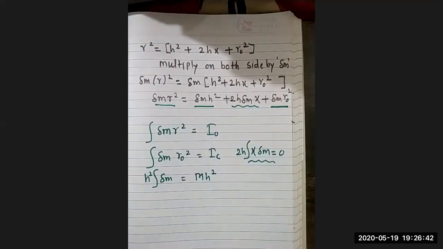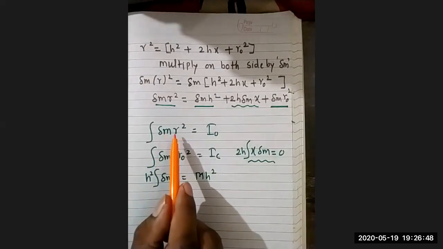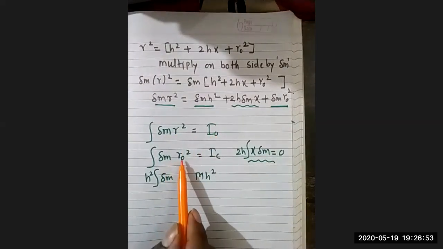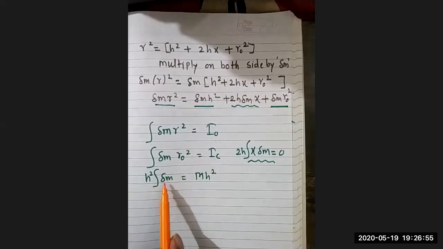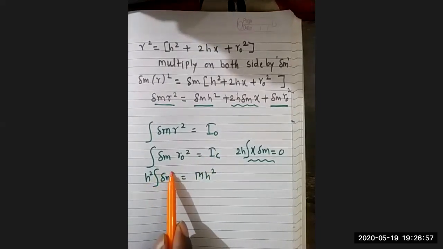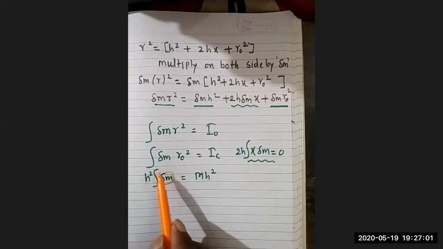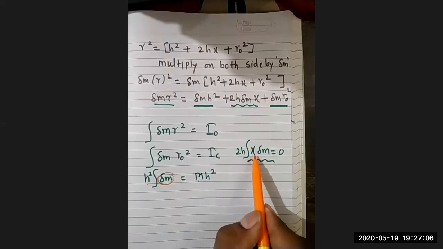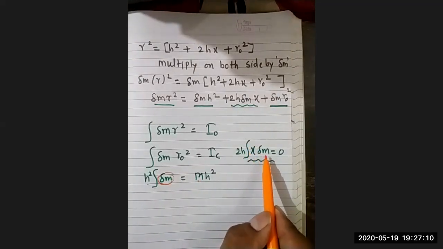So what exactly does it mean? The integration of delta M into R square equal to I0: mass into perpendicular distance square is equal to moment of inertia. Integration means addition of all the masses, all the point masses of that body, which equals capital M, and H square remains as it is. And integration of X delta M, the moment of inertia of a body about an axis through the center of mass, is equal to 0.